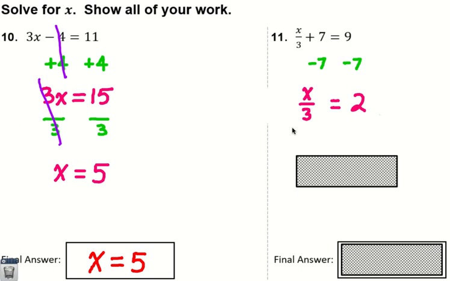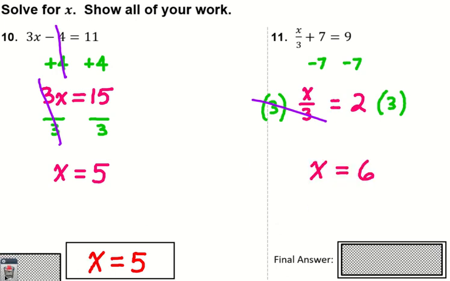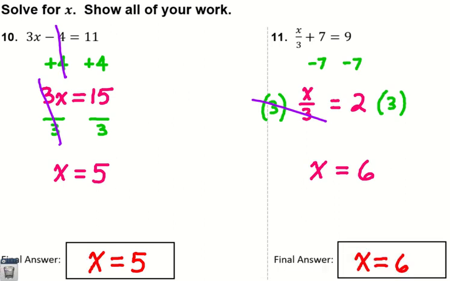And then the way we undo division by 3, because this says x divided by 3. What's the opposite of dividing by 3? Multiplying by 3. And that's going to cancel out the 3 there. And you'll be left with x all alone. And once x is all alone, you're done. Over here, the 2 times 3 equals 6.